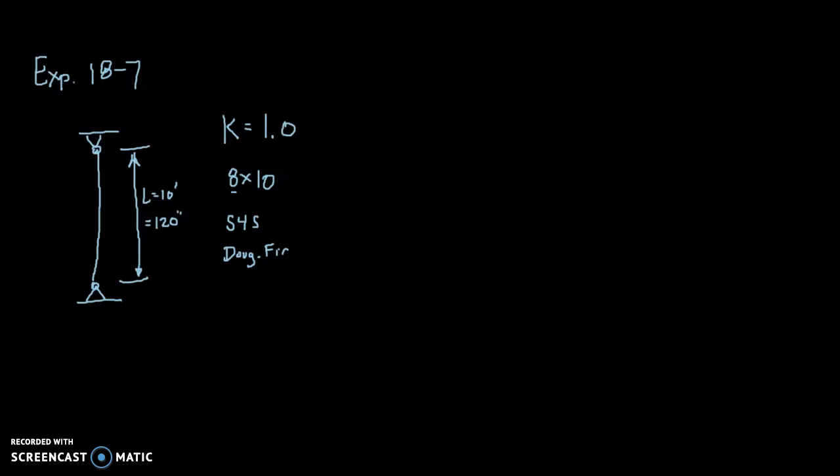The first thing we need to do in any timber column design is make sure that our effective length divided by D is less than or equal to 50. If it exceeds 50, then it means that this column is too slender and is not permitted. So what is our unbraced length, or effective length, I should say? The K times L over D: K is equal to 1.0 because it's a pinned column, and L is 120.